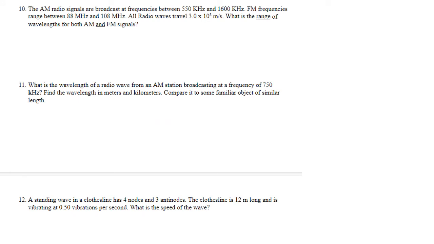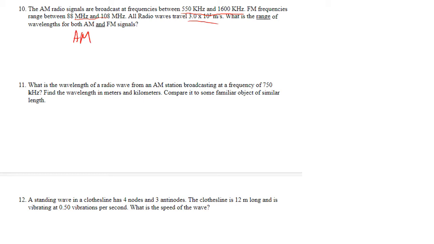So now let's look at number 10. AM signals are broadcast from the frequencies 550 kilohertz to 1600 kilohertz. FM frequencies are between this and that. All radio waves travel with that speed. What's the range of wavelengths for both? Alright, so let's just do AM first.